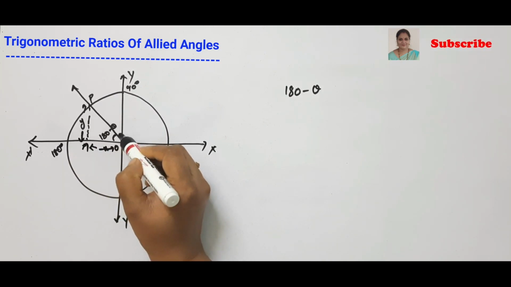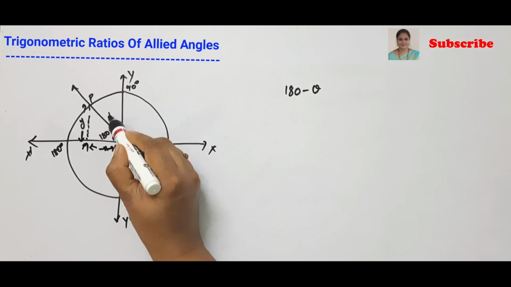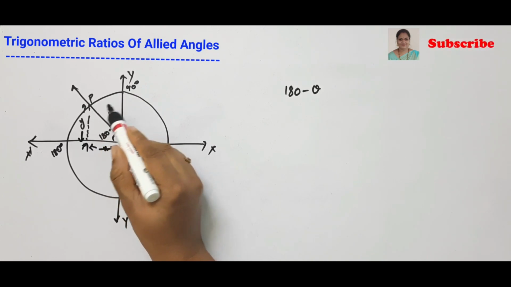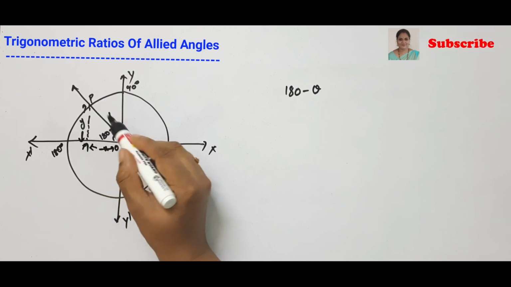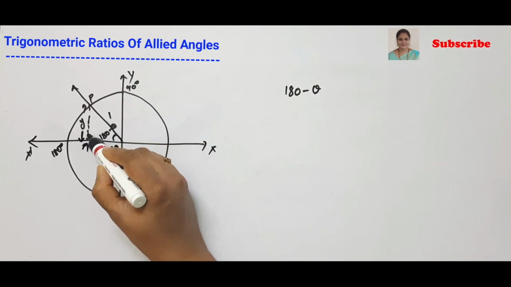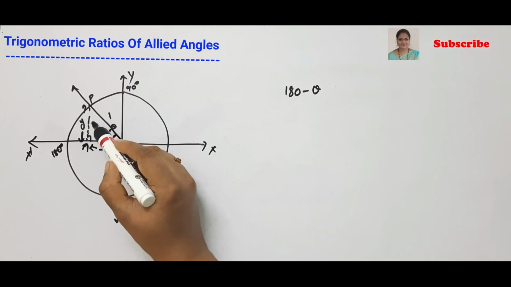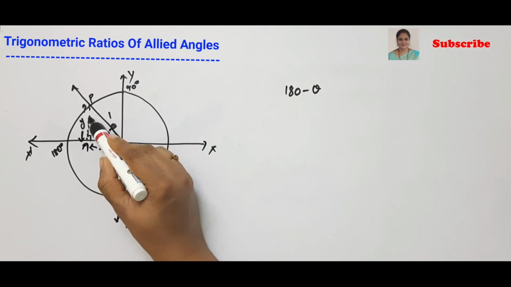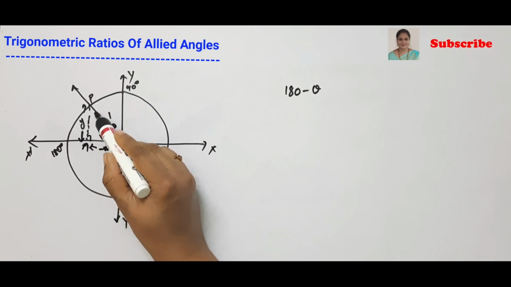And this length of OP is 1. This is the hypotenuse, is it not? We have drawn a unit circle of radius 1, so this is of length 1. Hypotenuse is 1. This is 90 degrees. The only thing we don't have in this triangle is this angle. So we have to find this angle.